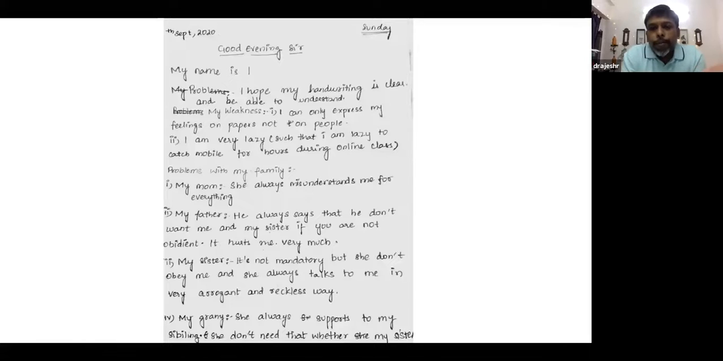I can read it out, or if you want to read it yourselves, you can. But see that she is very careful, and she has written things in detail. She first introduced herself, and then she said that she hopes her handwriting is clear and understandable. When her handwriting is so good, she doesn't even need to ask. But anyhow, she asked. And then the second thing she wrote is, I am very lazy, such that I am lazy to catch the mobile for hours during online classes.